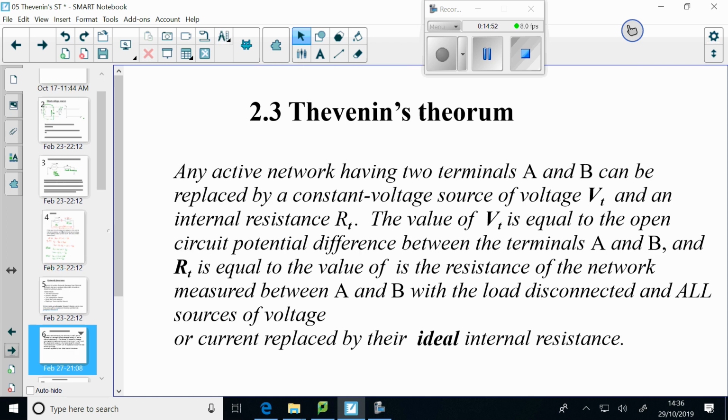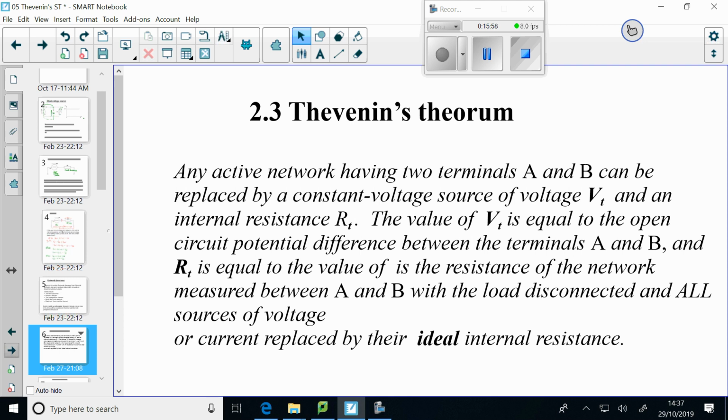Thevenin's theorem, in words, it's not very easy to understand in words, really, but any active network having two terminals, A and B, can be replaced by a constant voltage source of voltage little Vt. Notice little t representing the Thevenin voltage. It will have no resemblance whatsoever to the actual voltage source in the original circuit, as you'll see soon. The value of Vt is equal to the open circuit potential difference between the terminals A and B. And the internal resistance in series, R Thevenin, is equal to the resistance of the network measured between A and B, with the load disconnected and all sources of voltage or current replaced by their ideal internal resistance. So that's the theory in words.